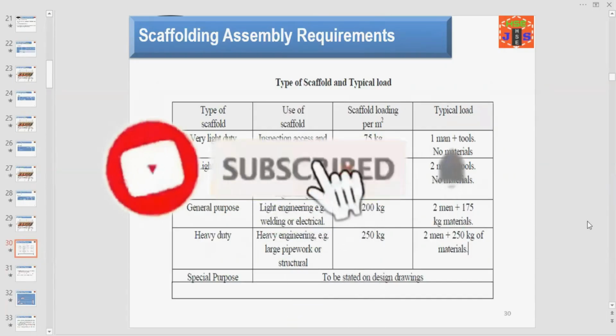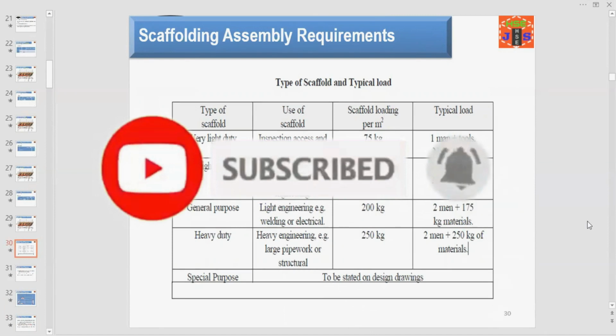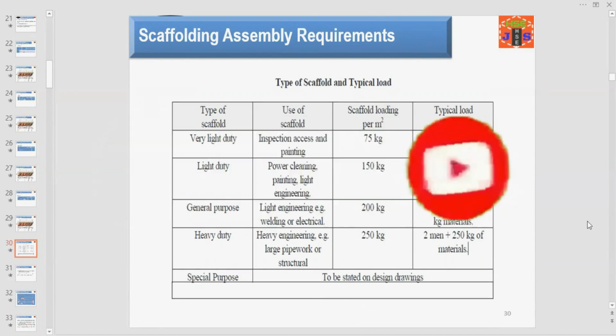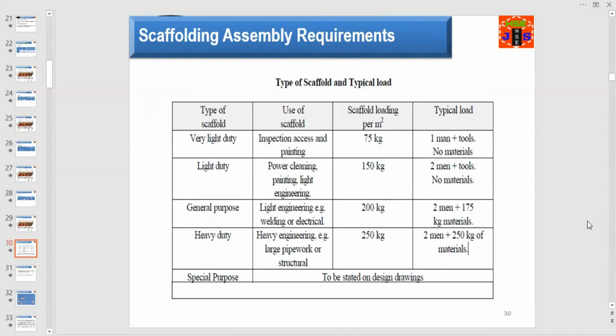Dear friends and colleagues, as I told you, very light duty scaffold is used for inspection, access and painting. You can keep the load of 75 kg per square meter, one man plus tools, but you cannot keep other materials on the platform. In the light duty, power cleaning, painting, light engineering, it can be the load of 150 kg per square meter. You can keep two men plus tools, but no material on the platform.